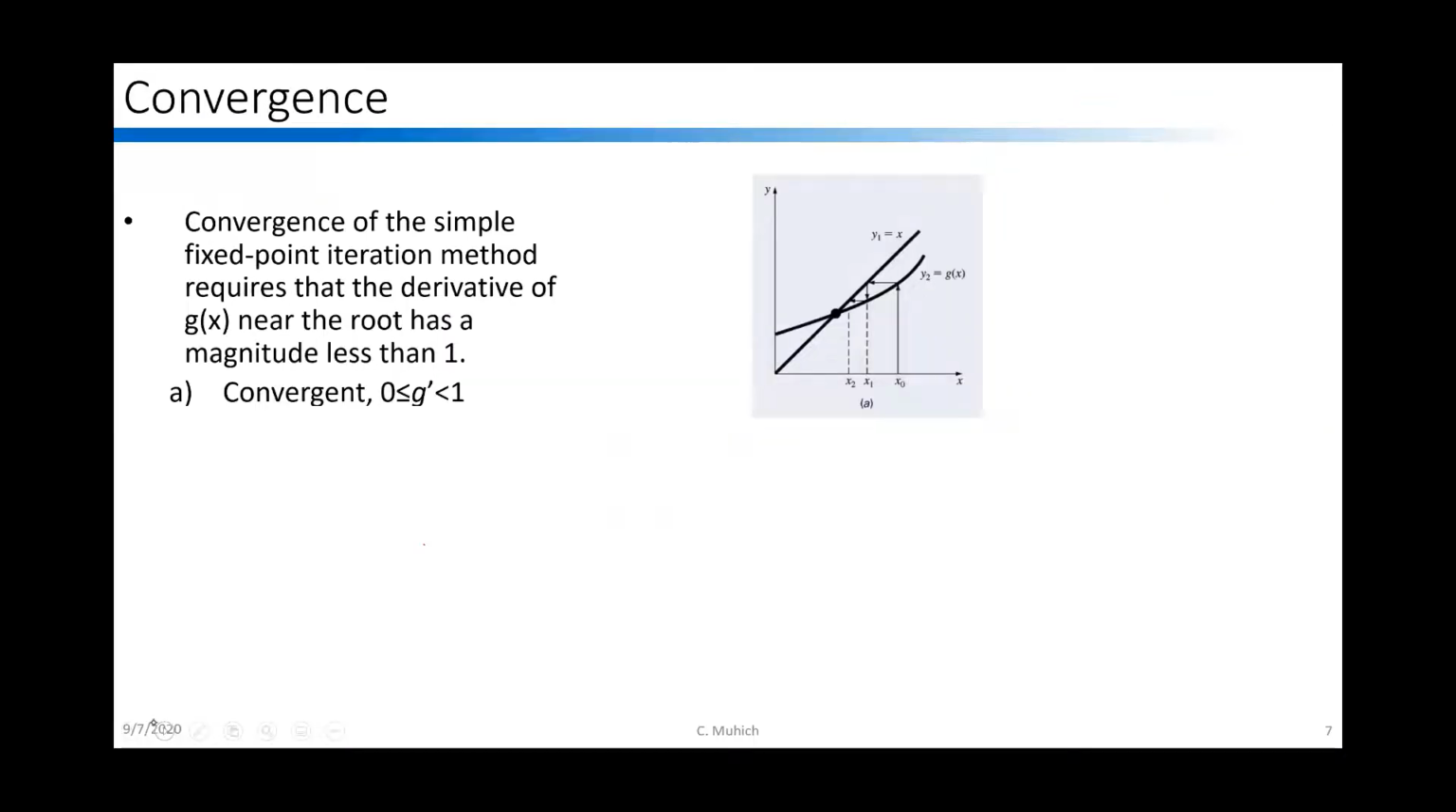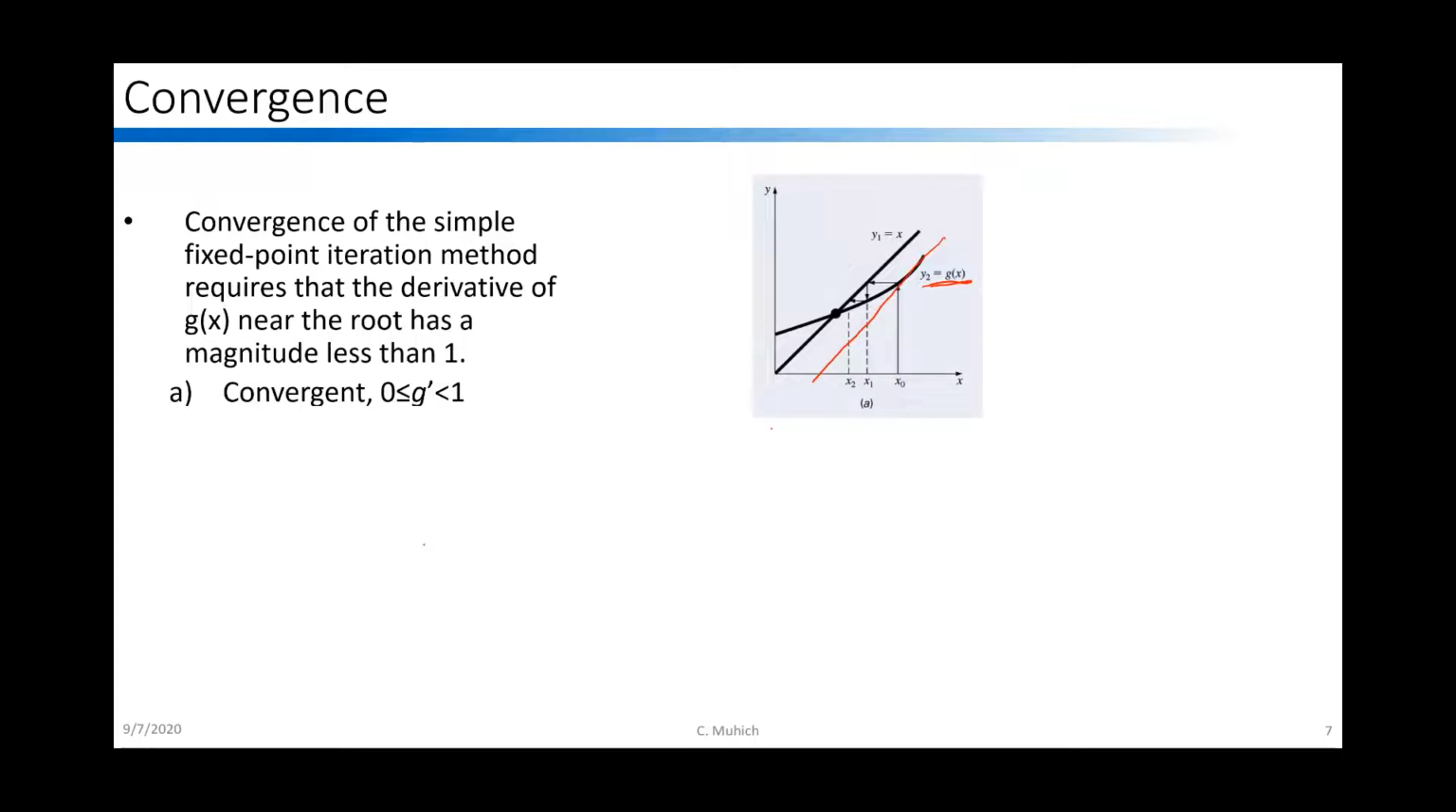So let's talk about convergence. We said before that some of these methods can diverge. For the simple fixed point iterative method to converge, the derivative of that g equation that we were just talking about has to be less than 1 near the root. What do I mean? Shown here in this example is a case where this slope is less than 1, right? If I draw this line, that slope is less than 1.